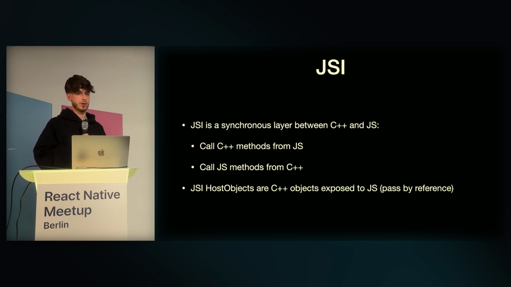So JSI is the synchronous layer between C++ and JS. It's what powers the new architecture. It's what powers many modules nowadays. Essentially, you can just call C++ methods from JS and JS methods from C++. So just a round trip, without any asynchronous batching or anything like that going on. It's just a synchronous layer. It's not as fast as FFI, but that's a different topic. And JSI host objects are just C++ objects exposed to JavaScript, so I can pass them by reference.